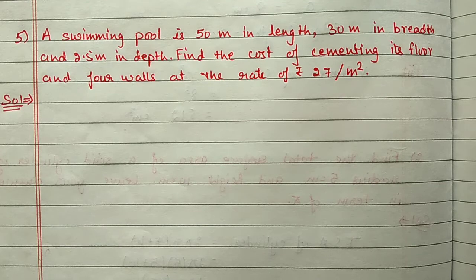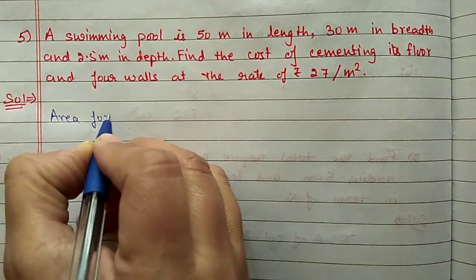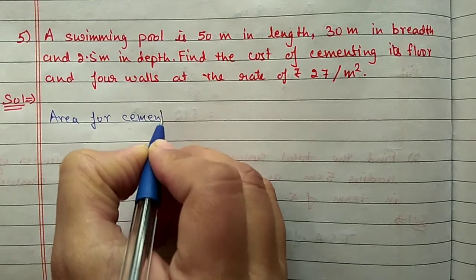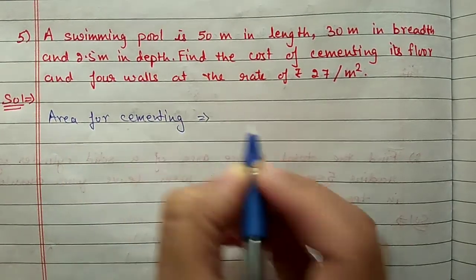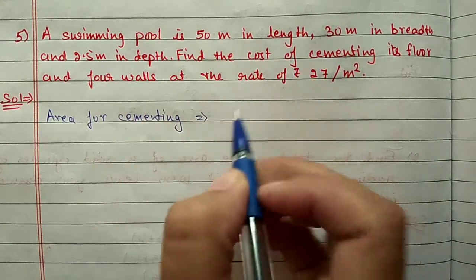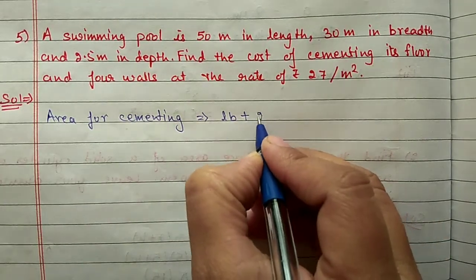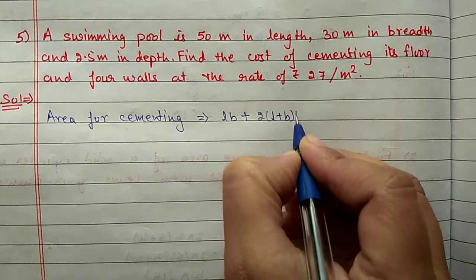Next, question number 5. A swimming pool is 50 meter in length, 30 meter in breadth and 2.5 meter in depth. Find the cost of cementing its floor and 4 walls at the rate of 27 rupees per meter square. So first we will find out the area for cementing. We have to do cementing on the base. Floor means base, 50 into 30, L into B, and along with this 4 walls, and for 4 wall area the formula is 2 into (L plus B) into height.